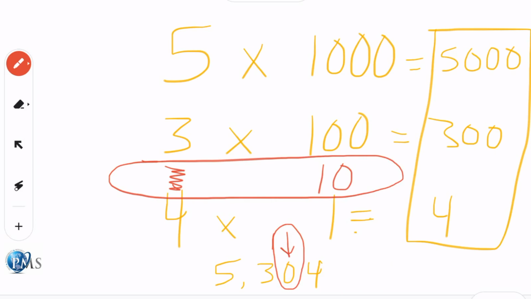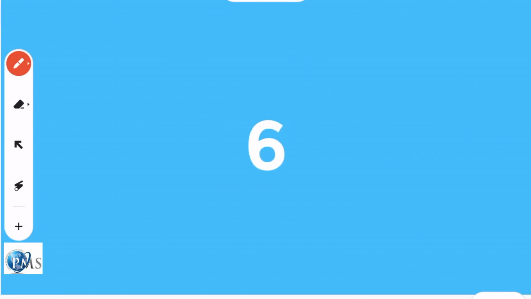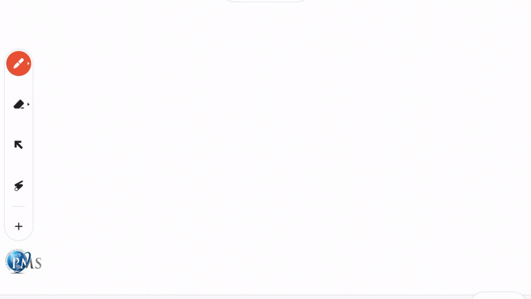So we could always put a 0 in, and that's kind of a way to say that there are no tens or no ones or wherever the 0 is. There's not going to be any of that thing. Okay.